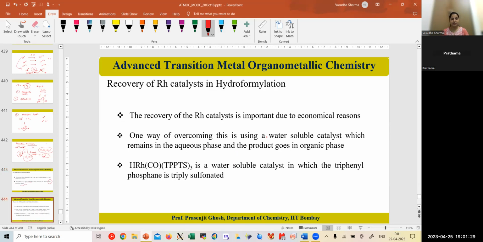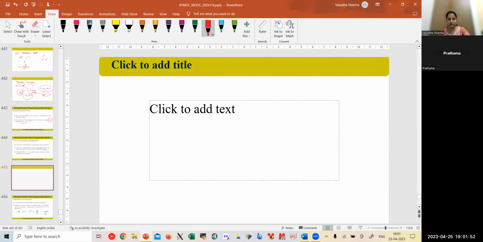So the next point is recovery of your rhodium catalyst in hydroformylation. It is very important and economical also. One way of overcoming this is using a water-soluble catalyst, which remains in the aqueous phase while the product goes in the organic phase. So what it is saying, generally what happens in homogeneous catalysis, I would make a point here.